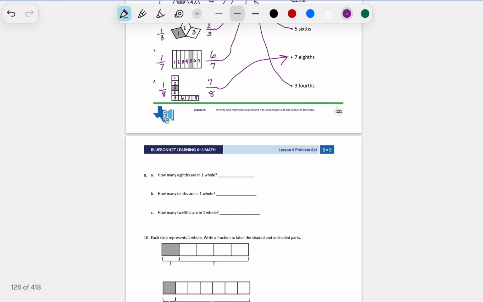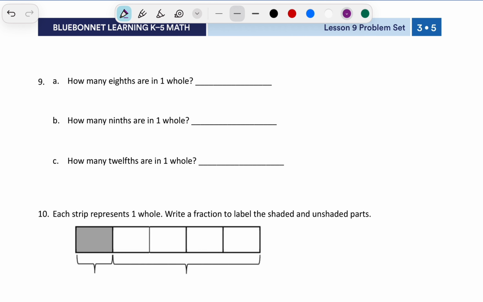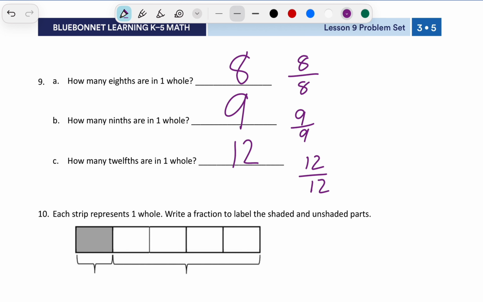All right, so this next page is going to pretty much help me solidify what I'm looking for. The question is asking how many eighths are in a whole. There are 8/8 in a whole. How many ninths are in one whole? There are 9/9 in one whole. How many 12ths are in a whole? There are 12/12 in a whole. See, 8/8, 9/9, and then 12/12. All of those make a whole.